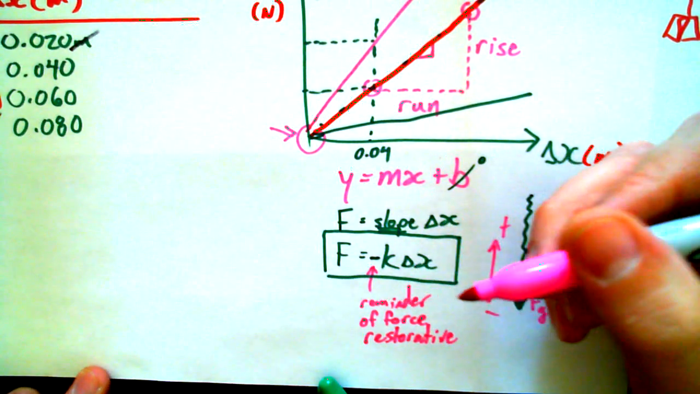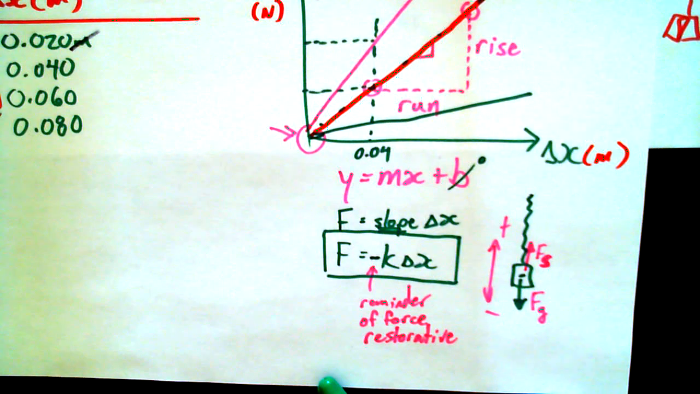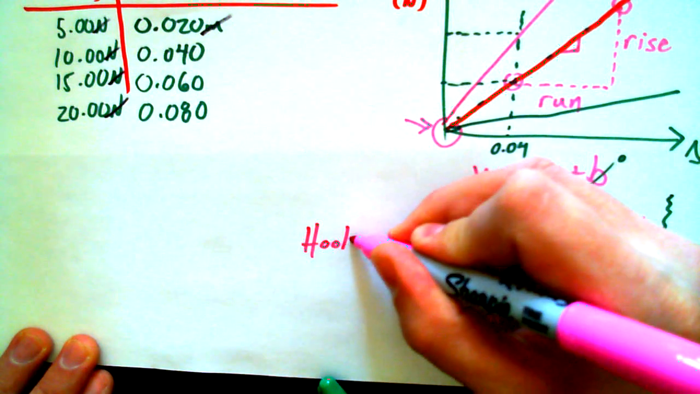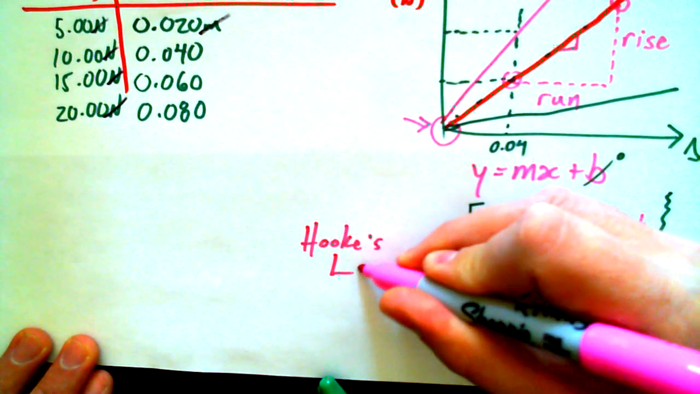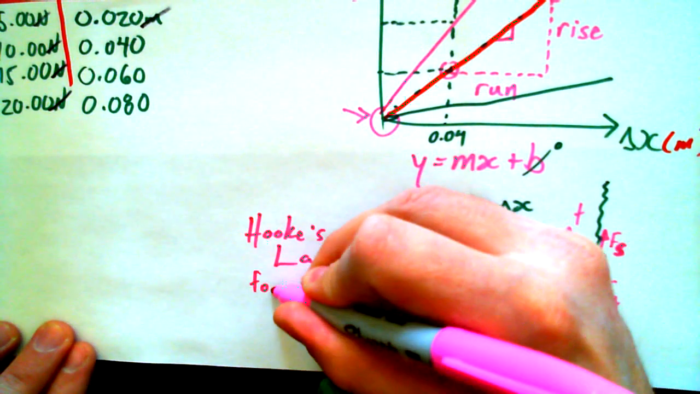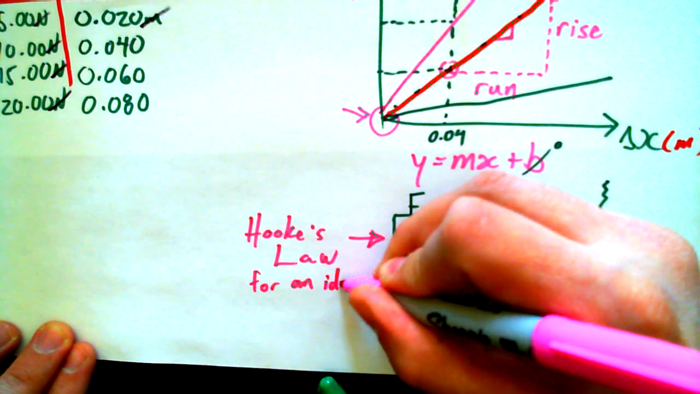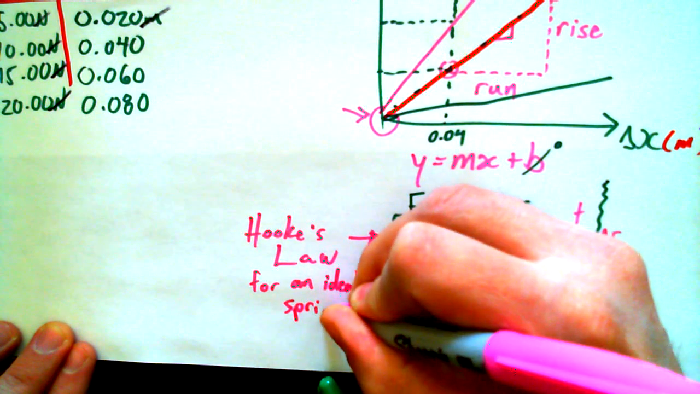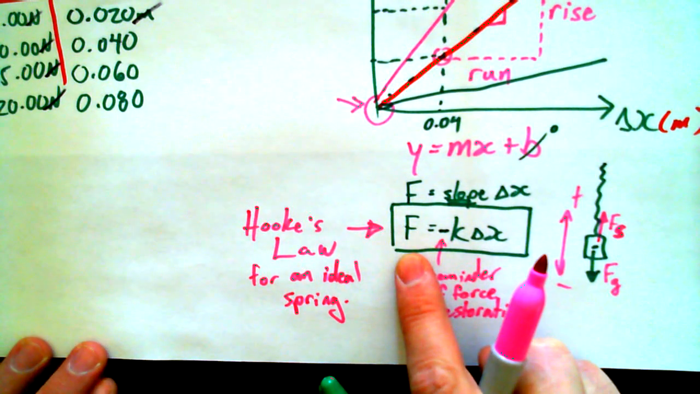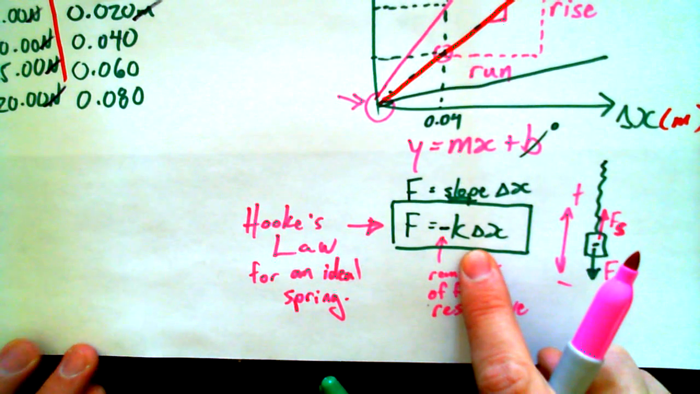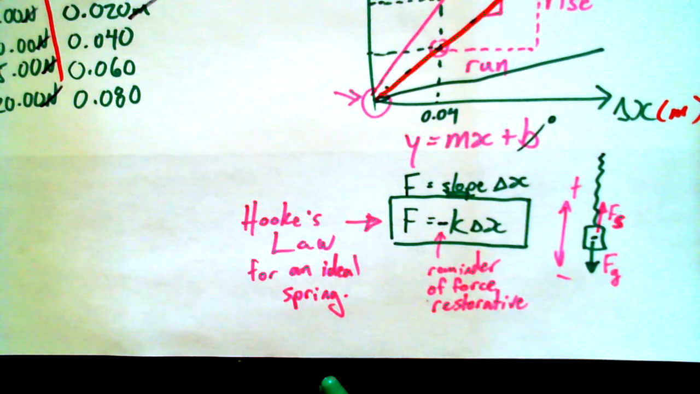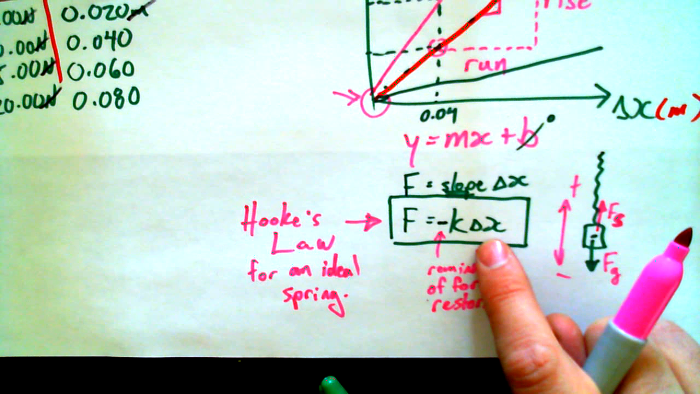If you happen to see it on equation sheets or in textbooks or online, it's a common way of communicating it. And really, this equation is what people often refer to when they're talking about Hooke's law. Hooke's law for an ideal spring says that an ideal spring will have a linear relationship between the distortion force and the amount that the thing has been distorted by.